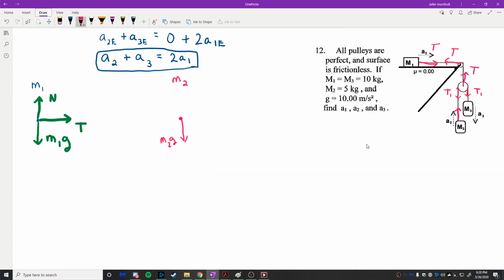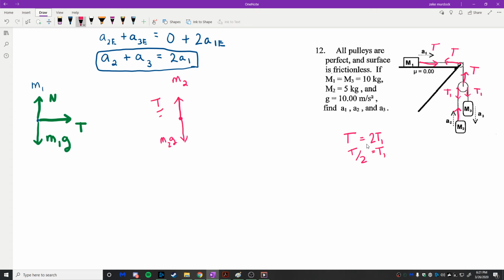That's right. The relationship has to be that T is going to be equal to basically 2T1, which means that T1 is equal to T over 2. So the upward force that's acting on this guy is going to be T over 2.